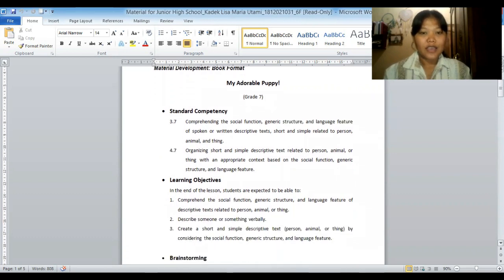The first one is the standard competency. As I told you, my topic is descriptive text and it is for students in grade 7. So there are 2 standard competencies that I take, which I got from the syllabus that is used in junior high school. The first one is comprehending the social function, generic structure, and language feature of spoken or written descriptive text related to person, animal, and thing, but it is a short and simple descriptive text. And the second standard competency is organizing short and simple descriptive text related to person, animal, or thing with an appropriate context based on the social function, logic, structure, and language feature.